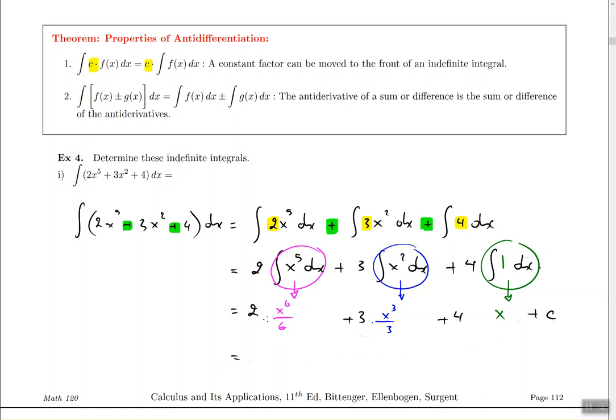So at the end, 2 divided by 6 is going to be 1/3 x to the power of 6. 3 divided by 3 is going to go away. We get x cubed, and then plus 4x plus c. So the final answer of the problem is that whole thing.